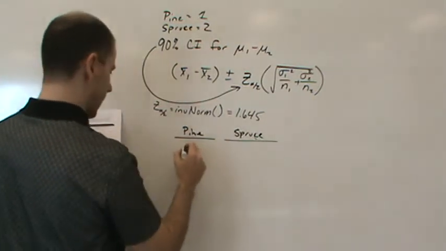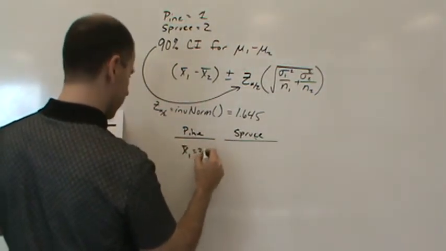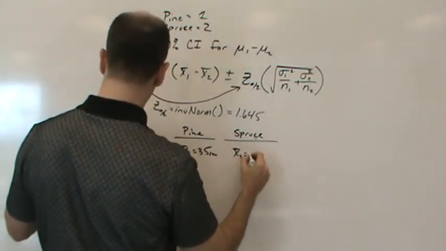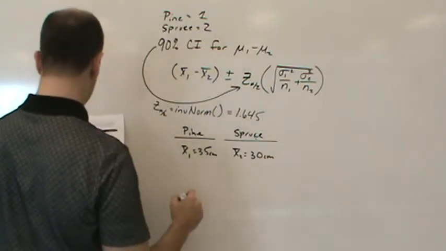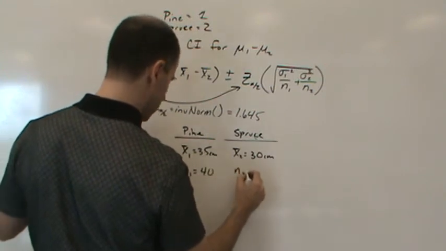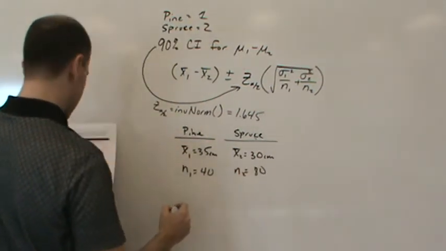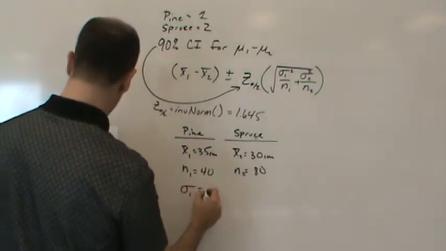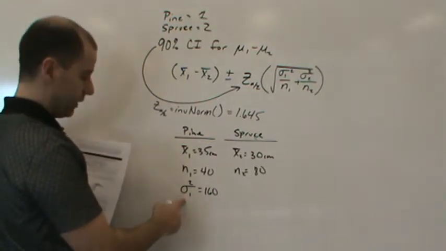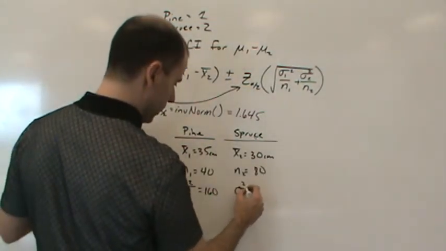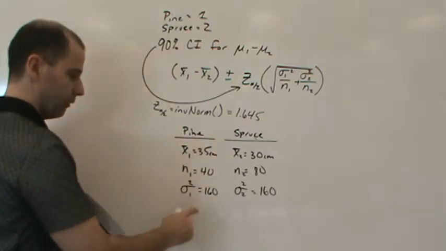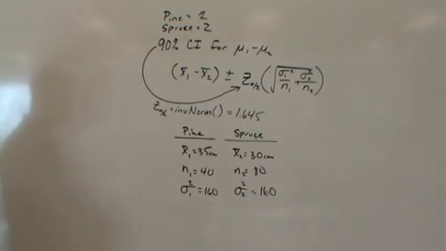Okay. So we've got x bar 1 is equal to 35 centimeters. X bar 2 is equal to 30 centimeters. Sample size N1 is equal to 40. N2 is equal to 80. And now the population variance, sigma 1 squared, is equal to 160. So this is population variance. Be careful. It's not standard deviation. It's variance. And then sigma 2 squared is equal to 160 as well. Notice that the variances are equal.